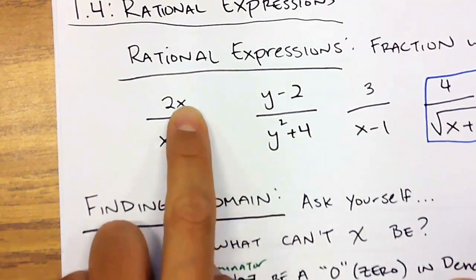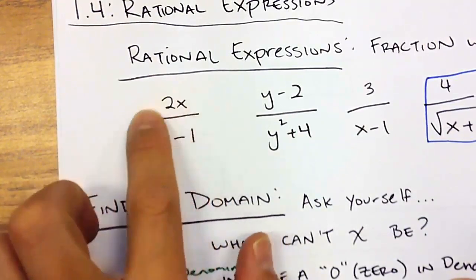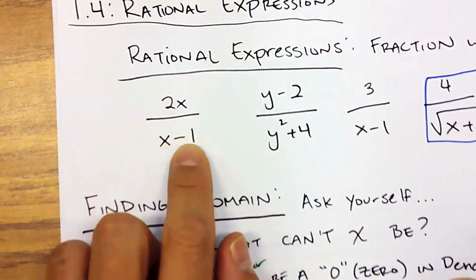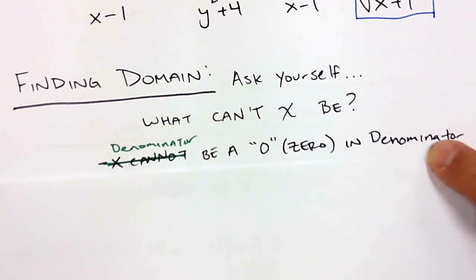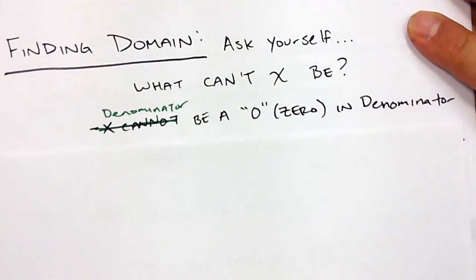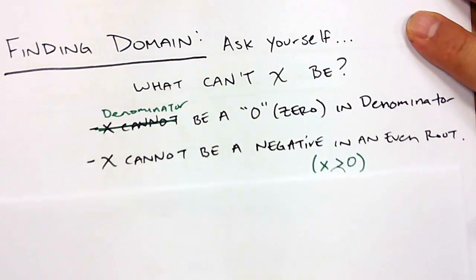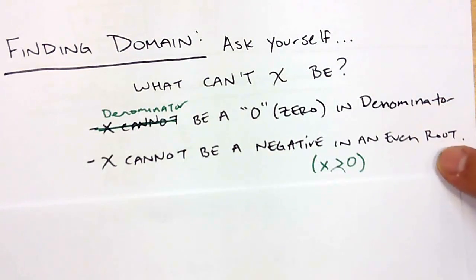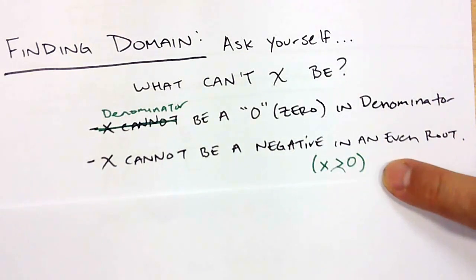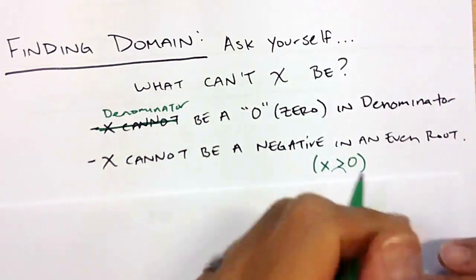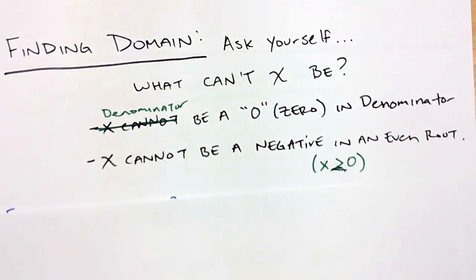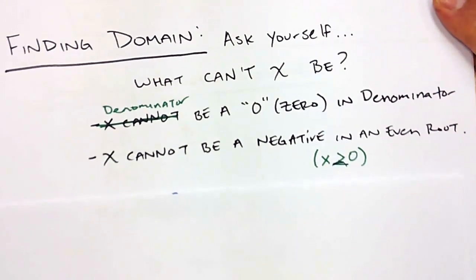If it is equal to 1, then this whole thing is not possible. There's no solution to that. So that's what I mean by the denominator cannot be 0. X cannot be a negative in a square root, in an even root. So in a square root, in a fourth root, in a sixth root, x cannot be a negative number. So x needs to be greater than or equal to 0. Just keep that in mind.